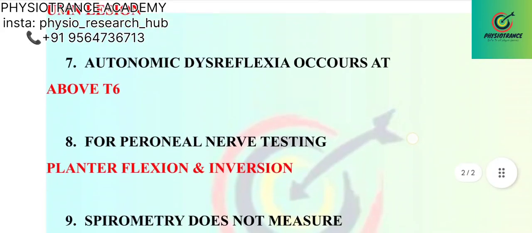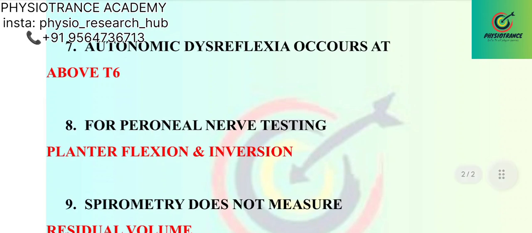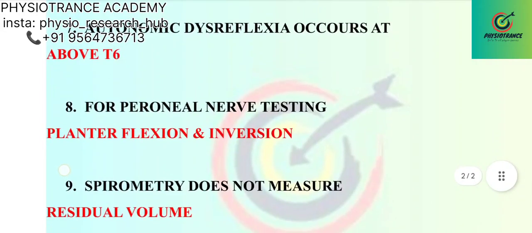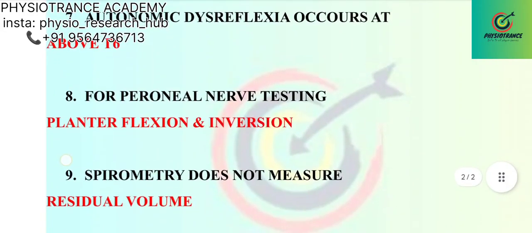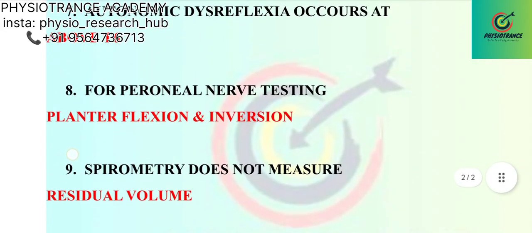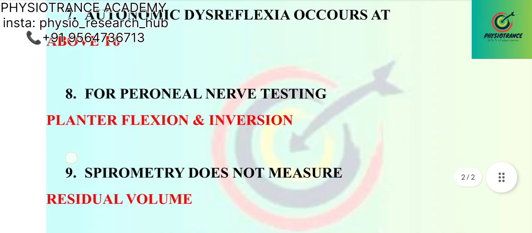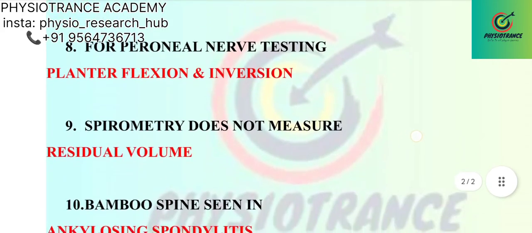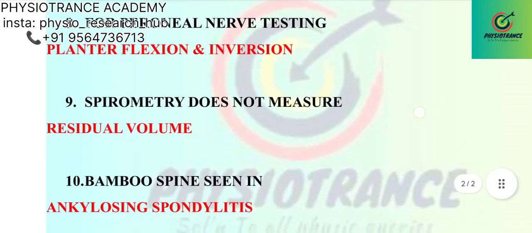Then the next question: peroneal nerve testing, which is for what? It is plantar flexion and inversion. In this position we can check the peroneal nerve. So basically it is a position of the patient.